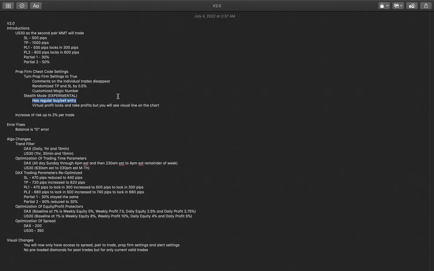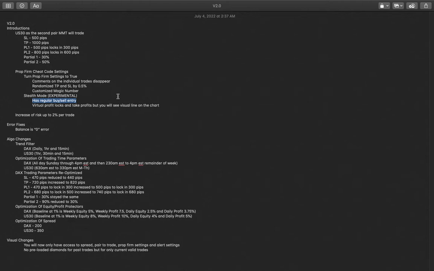So the broker will not see it. All they will see is price being closed out. So it'll look like a normal trader closing out partials. All right. So everything is virtual, meaning that the EA will see it and do it for you, but the orders won't be sent to the broker, so the broker won't see it.